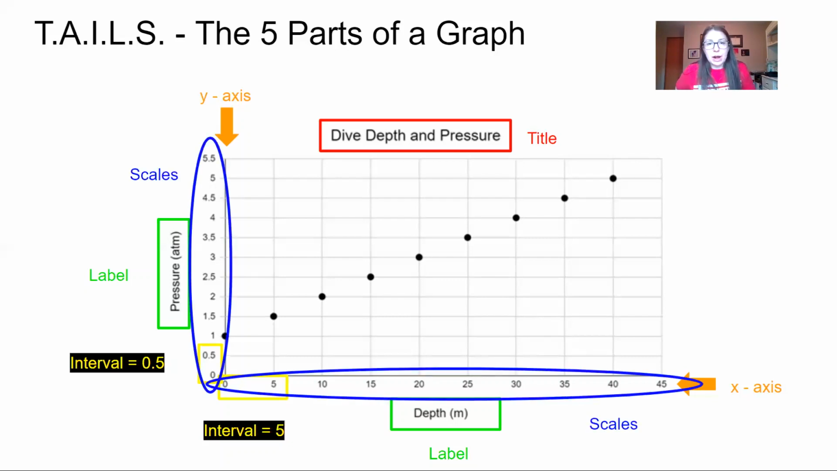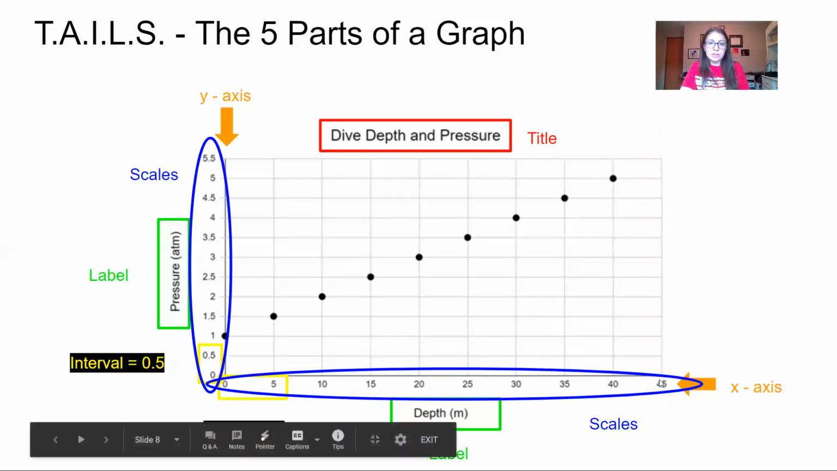The other part of a graph are scales. The scales need to be appropriate just like the intervals, but they need to make sure that you include your whole data set. So on our x-axis, our scales go up to 45 here, so it fits all of our data, maybe with just one little extra point where we might be able to make a prediction. And our y-axis has scales from 0 to 5.5 in order to fit our data.